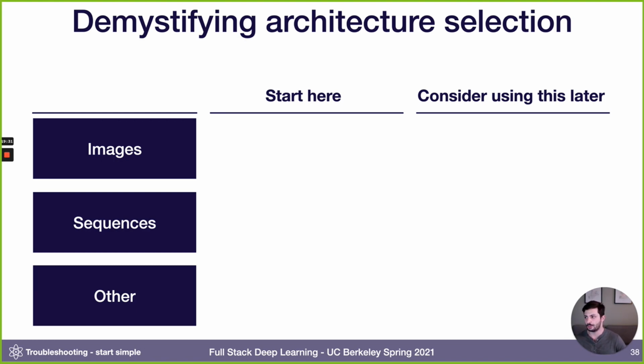So if you're working with images, then I would recommend starting, for the first implementation that you do, with a LeNet-like architecture. Then over time, as you start to improve model performance and rule out bugs in different parts of your code base, you can consider moving on to something like a ResNet.